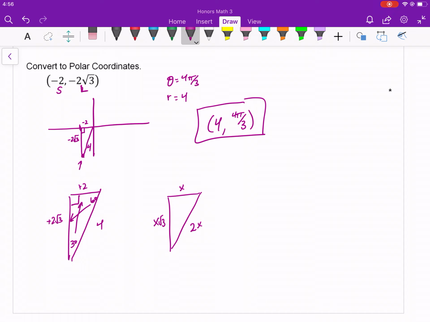Now, once again, I said this was 60 degrees right here. That means this would have been 180 plus 60, or 240 degrees, which is the same thing as 4 pi thirds. Now, I don't think it technically specifies, so I just think it's good practice to use radians and get more used to that than to use the degrees.